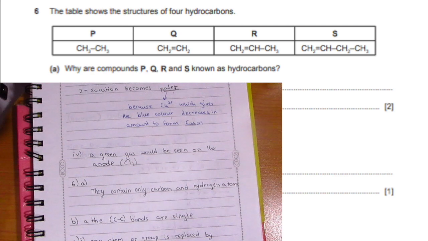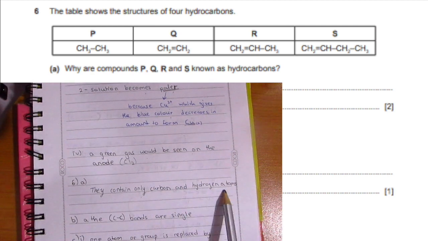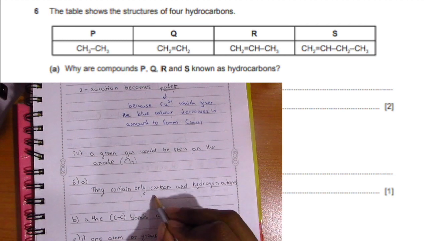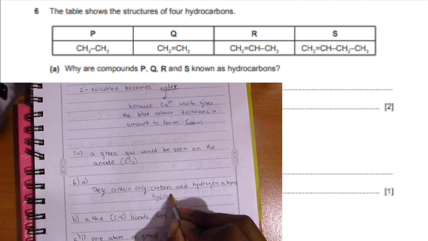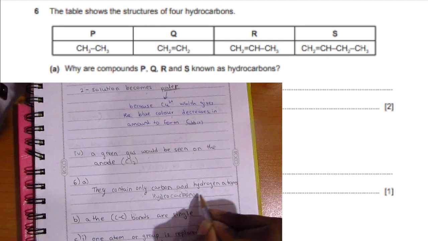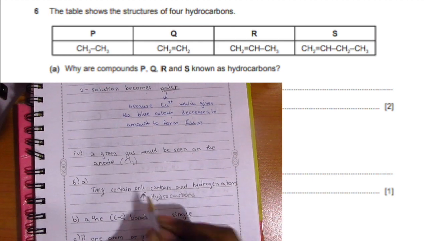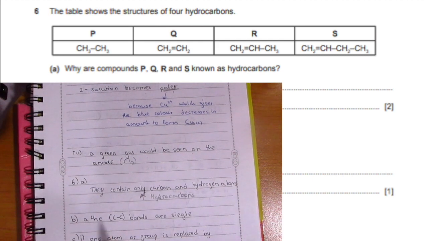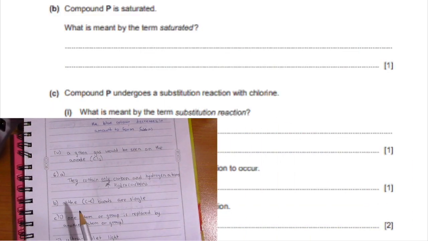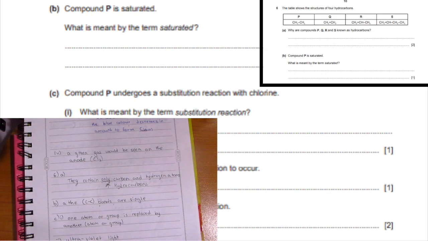Okay, so for question 6 and the last question, why are compounds P, Q, R, and S known as hydrocarbons? That's because they contain only carbon and hydrogen, and make sure that you place the word only, because they only contain carbon and hydrogen. Now, for part B, what is meant by the term saturated? Now, compound P is saturated. That is because it only has carbon-carbon single bonds, not double or triple, and they are usually unreactive.